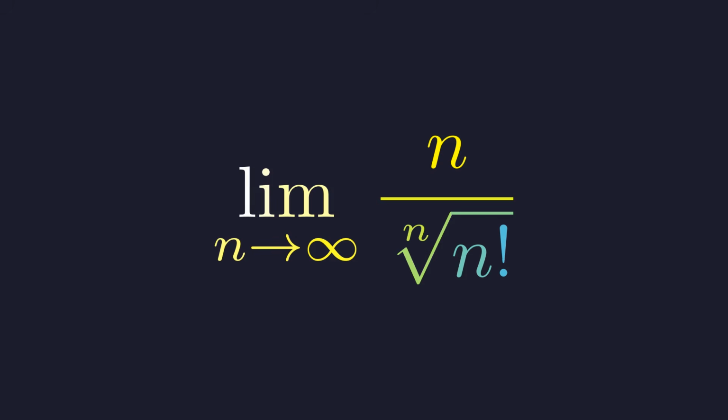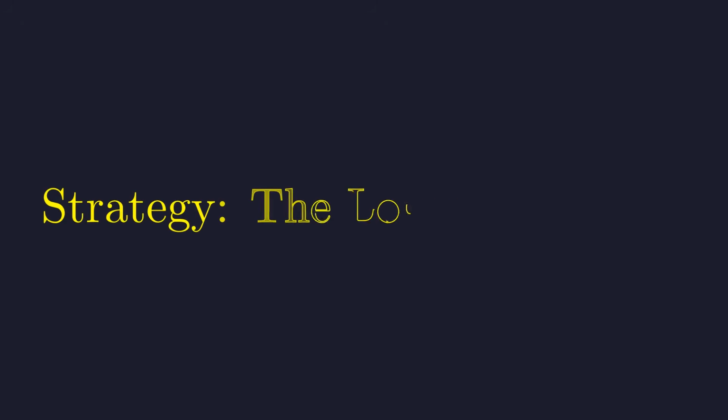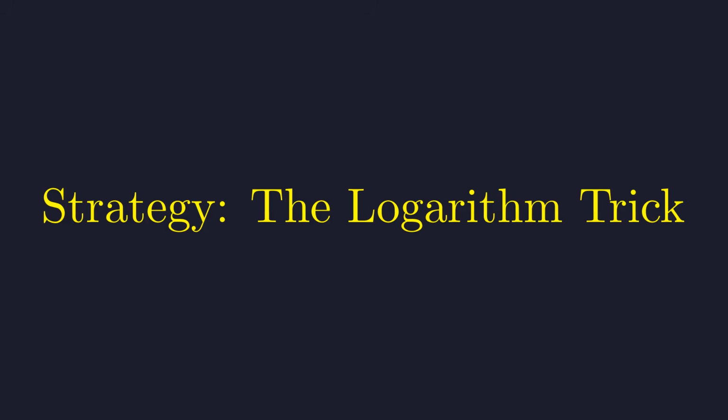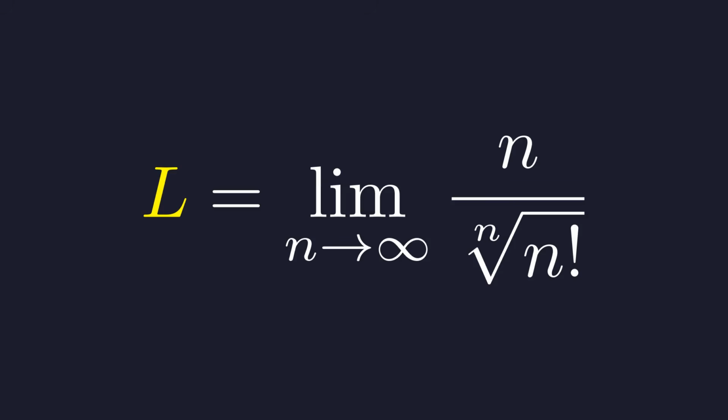Let's see why. When exponents or roots depend on n, the natural logarithm is the cleanest tool. It turns roots and products into simpler additions and multiples. Let L be that limit. We take the natural log of both sides to bring the root down.